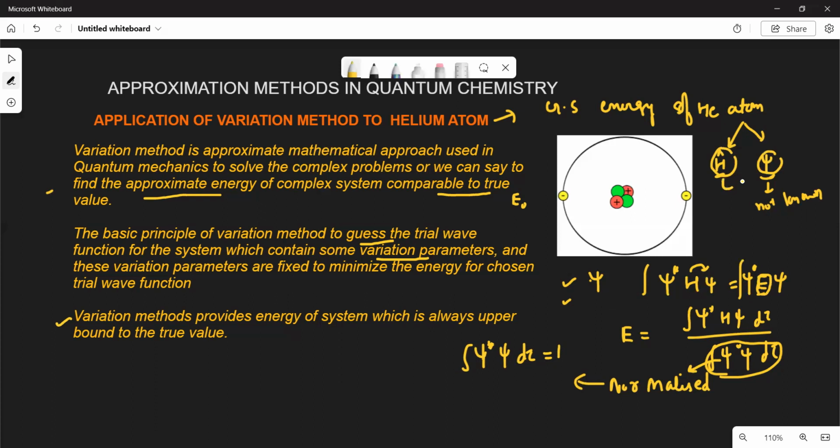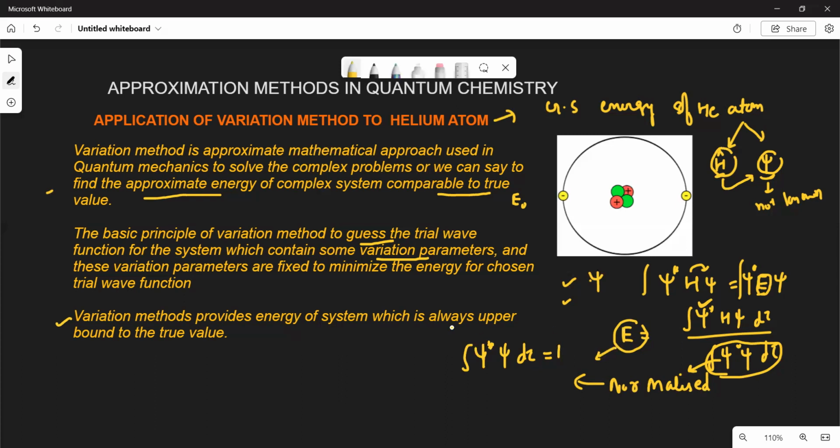Then we apply this Hamiltonian on this wave function and we get some value. Now this value we are getting from the trial wave function. This is not the exact wave function. This is the trial wave function. Okay. And this value we are getting is the approximate value.